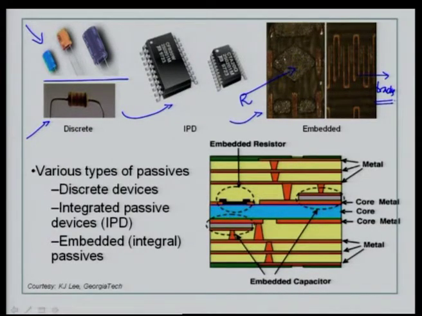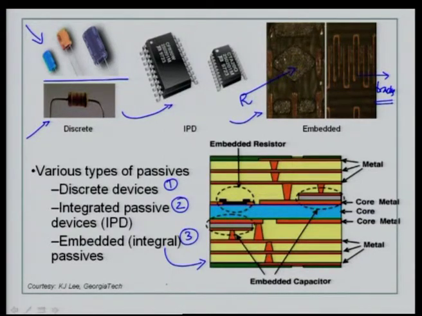So, summarizing, the takeaway from this slide will be various types of passive devices are known. First thing is the discrete devices, the second is the IPD or integrated passive devices, and the third is the embedded or integral passives. As you are going to see, it is going to be integral of a system level printed wiring board, the concept of which is shown here.